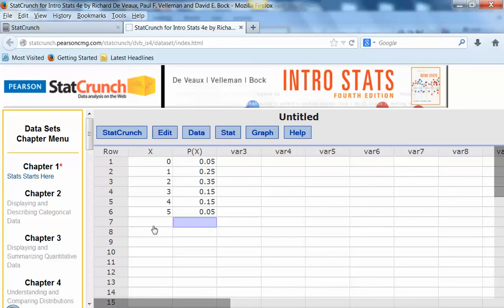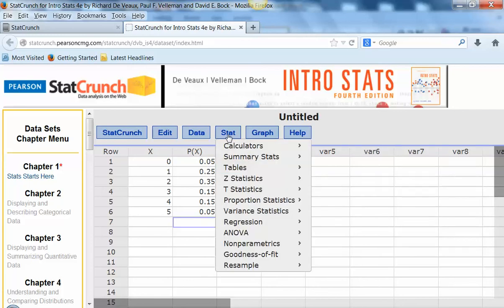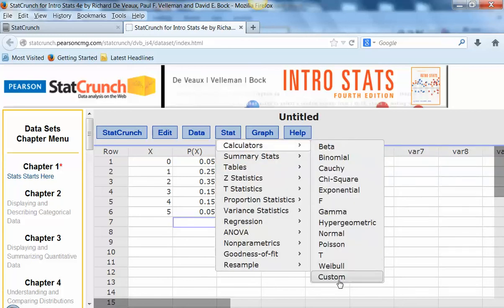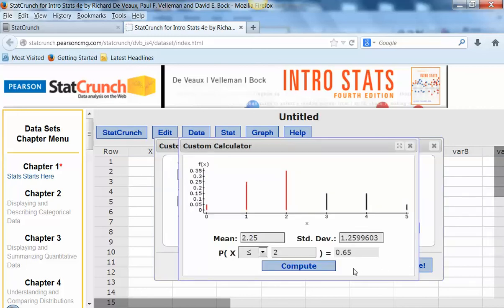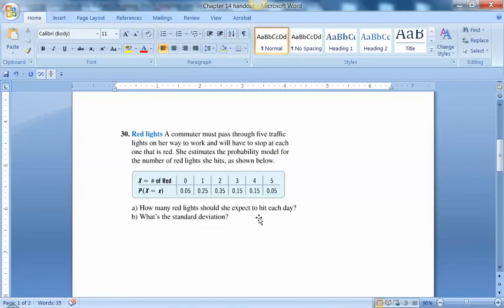Okay, so now all you have to do here is go up to Stat, Calculator, and we do this as a custom. We tell it where the x values are and where the probabilities are, and then just hit compute. And so it's going to give me the mean. The question asked what was the mean number of traffic lights you'd expect to hit each day. So for A, the expected value of x equals, what did we get?